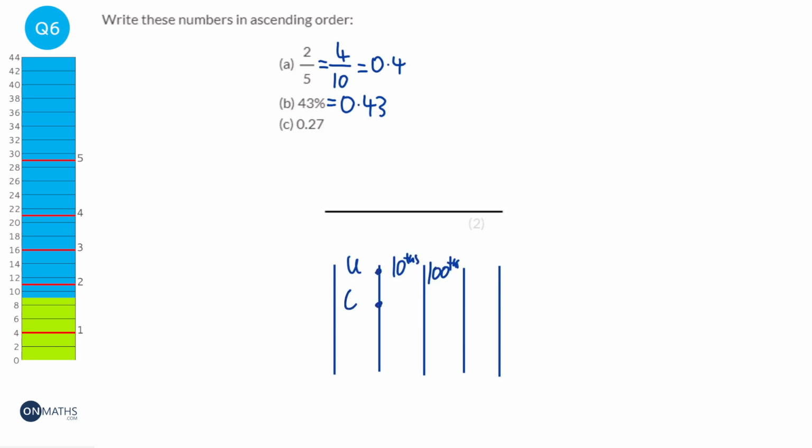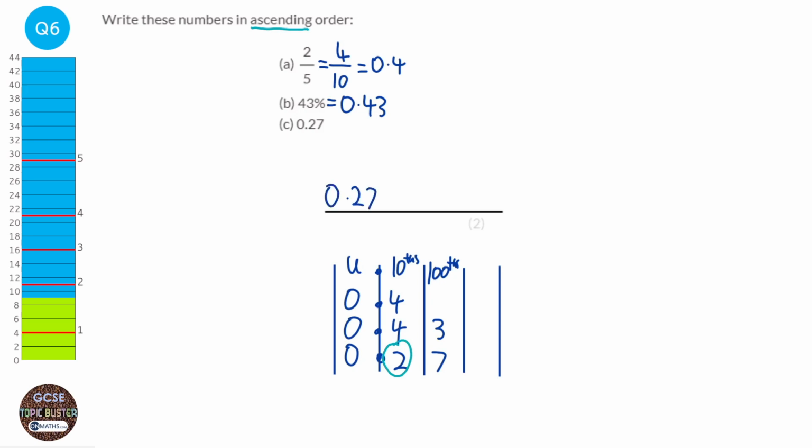So we've got 0.4, 0.43 and 0.27. Now what we do is we start on the left hand side and we find the smallest because we're looking for it in ascending order. And the smallest tenth is the 2 there, so it's 0.27. So this is our smallest number.